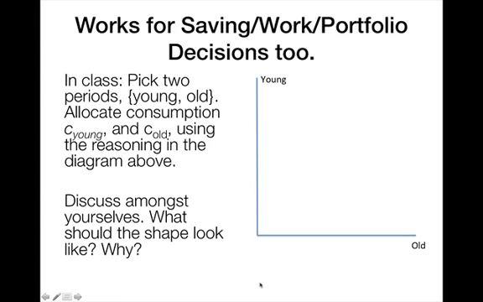So the idea that we left on in the last class was, you have 2 periods, young and old. You have to allocate your consumption between young and old. So you've got some amount of consumption C1 and some amount of consumption C2. This is consumption in period 1, consumption in period 2. How are you going to do it? When you're young, this is period 1. When you're old, this is period 2. And then you die.